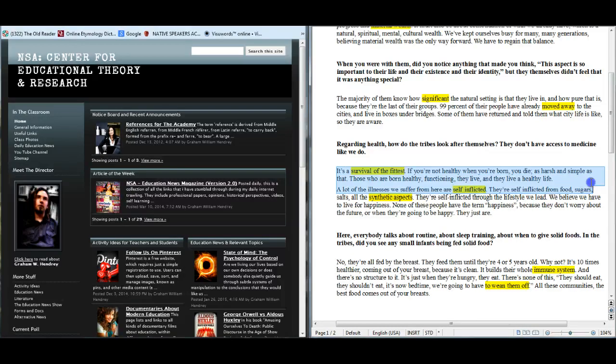Those who are born healthy, functioning, they live, and they live a healthy life. A lot of the illnesses we suffer here are self-inflicted. They're self-inflicted from food, sugars, salts, all the synthetic aspects. They're self-inflicted through the lifestyle we lead. We believe we have to live for happiness. None of these people have the term happiness because they don't worry about the future or when they're going to be happy. They just are. They are what they are.